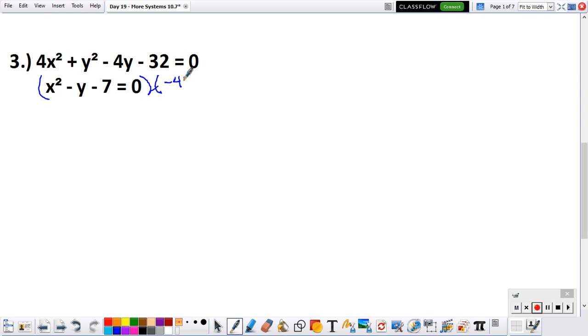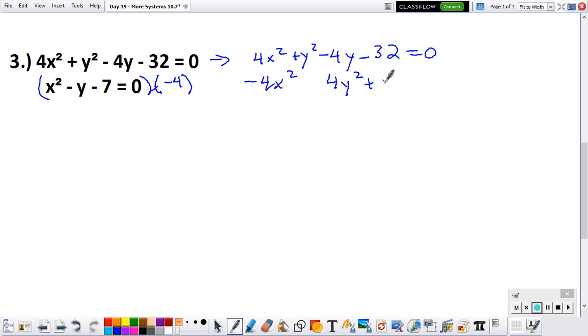So that's going to give me, I'm just going to recopy this one. So I'm going to have 4x squared plus y squared minus 4y minus 32 equals 0. And then I'm going to have negative 4x squared plus 4y. Ooh, this is fun. This is going to cancel. That's exciting. And then plus 28. Just check my arithmetic. Looking good.